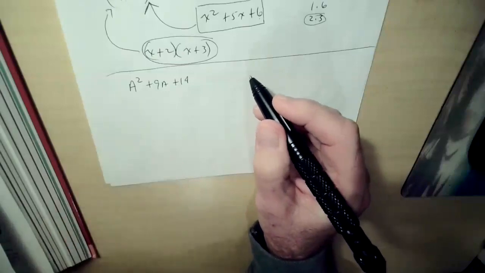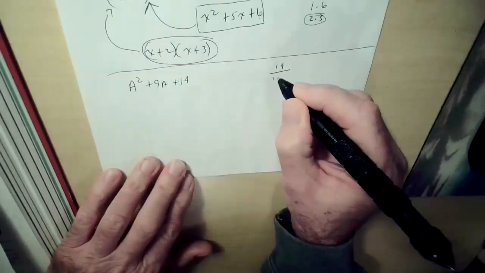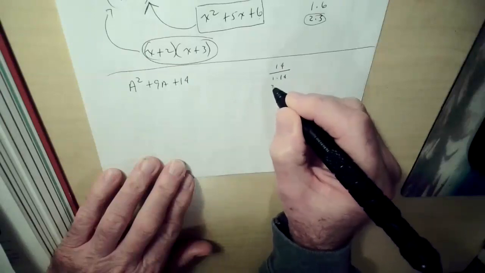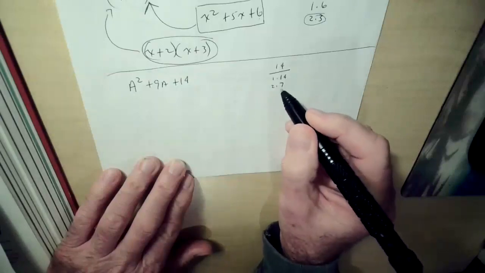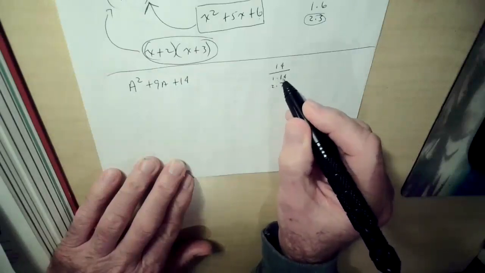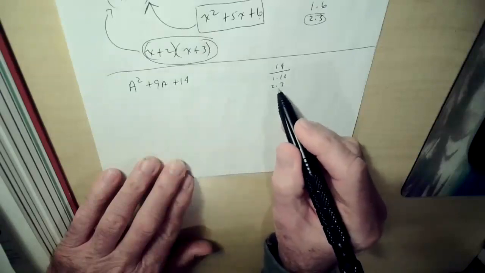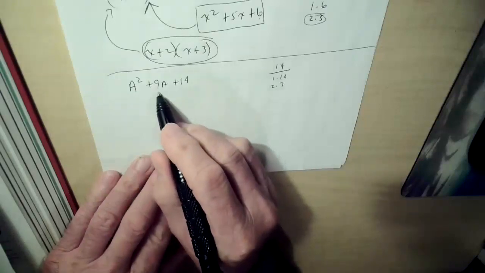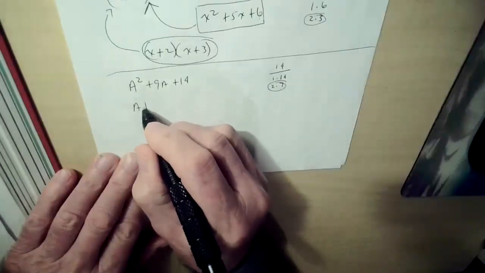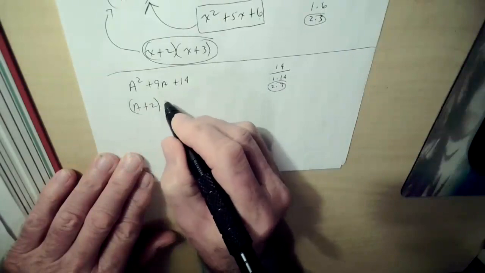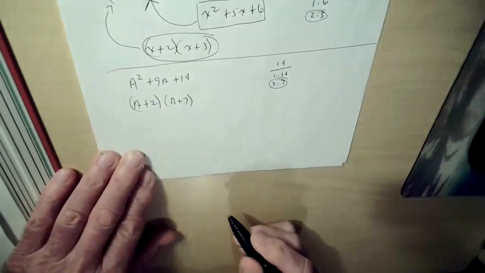Plus 9a plus 14. Now, first of all, we want the factors of 14. What are the factors of 14? 1 times 14, 2 times 7, that's all. Which two of these, 1 plus 14, does that equal 9? No. 2 plus 7 is 9. Right, so these are our two factors.